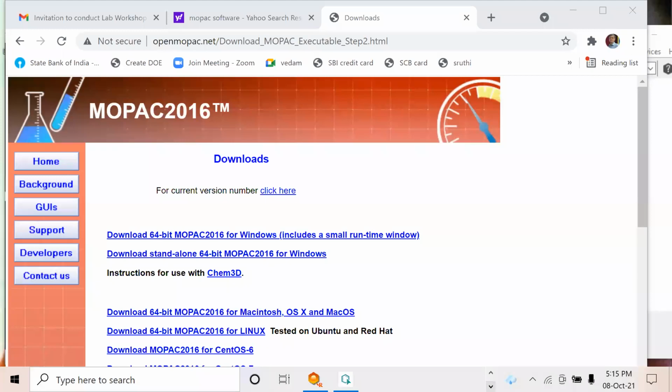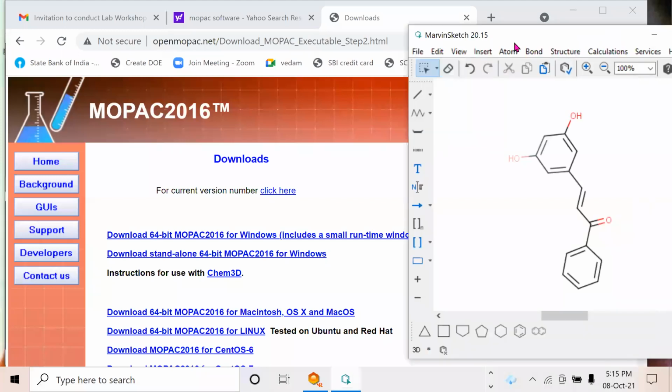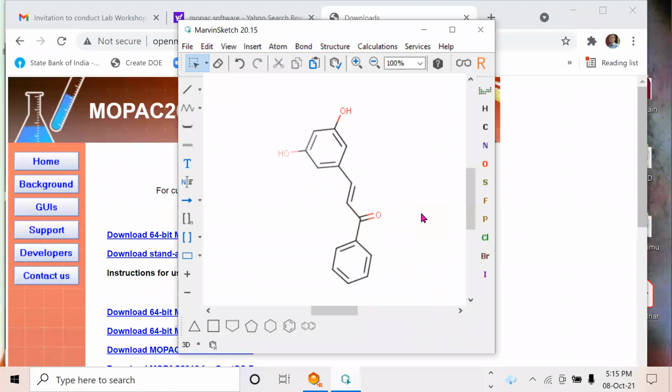Otherwise, for minimum energy calculation of a molecule, if I am going to do pharmacophore models, if I am going to do docking with ligand protein, for such things, actually, Marvin is enough. Okay.